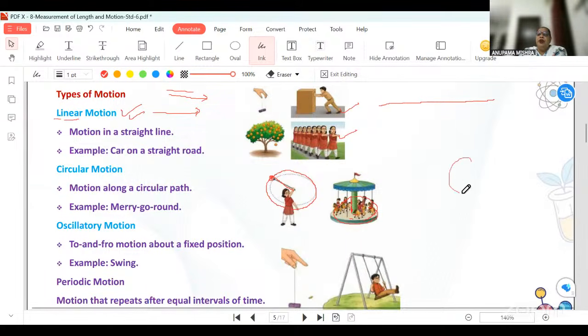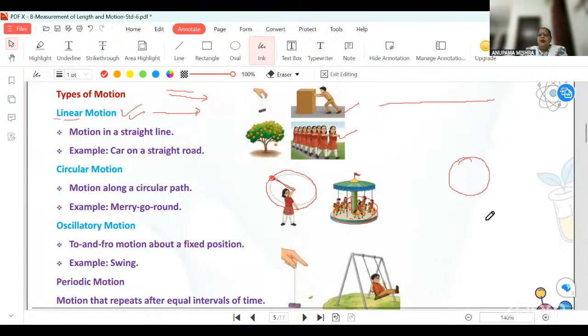Even the merry-go-round, you must have seen how it goes. That is also a circular path. Then next comes oscillatory motion. Oscillatory motion means to and fro motion about a fixed position.